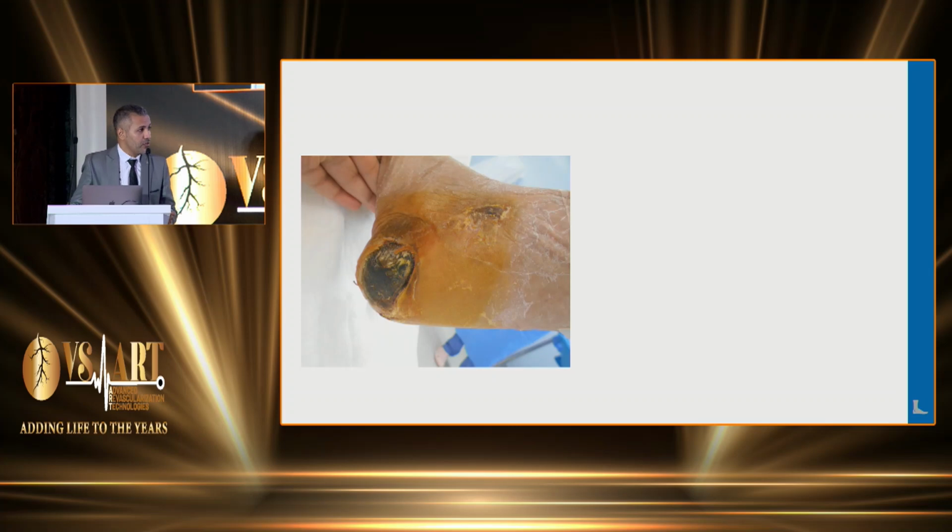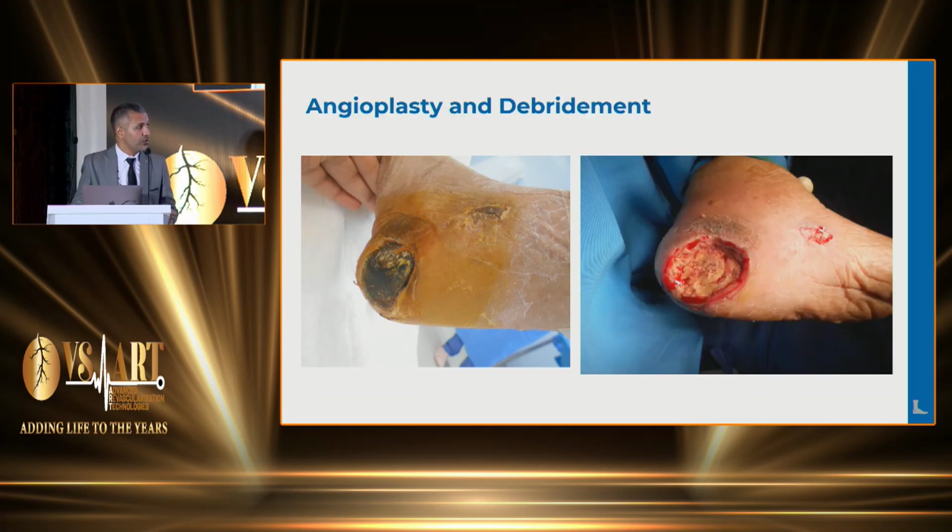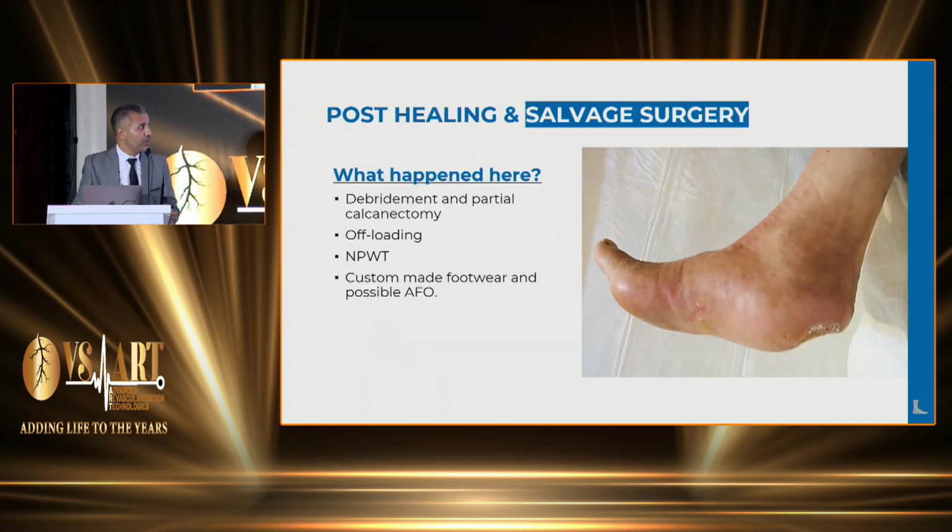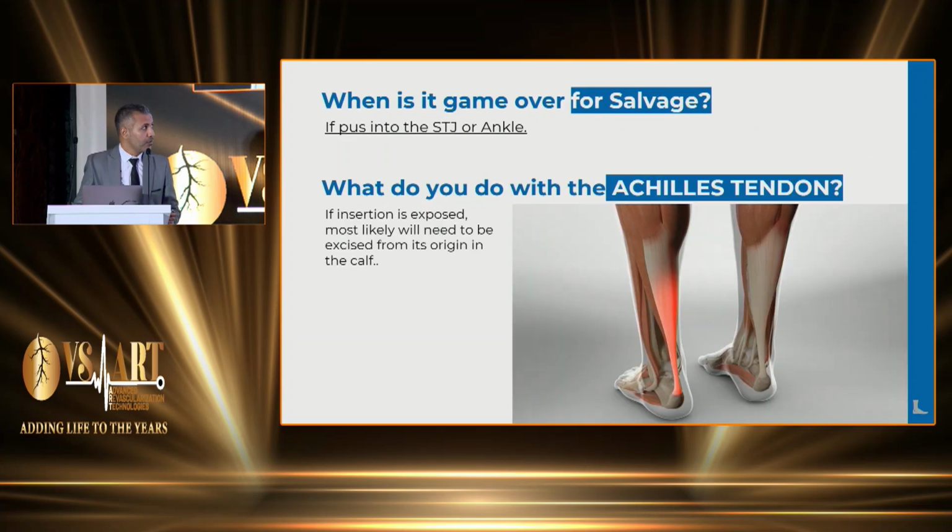This is another case with ischemic heel ulcer. First we do angioplasty, then we do some debridement, and of course with offloading and proper wound management, it will heal. This is what happened after debridement, partial calcanectomy, offloading, and negative pressure wound therapy, and eventually the patient must use custom-made footwear and possibly a foot orthosis.